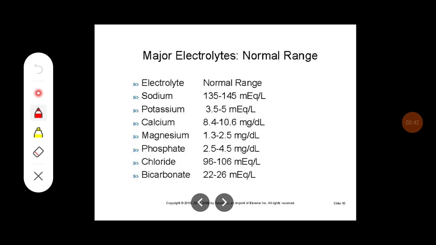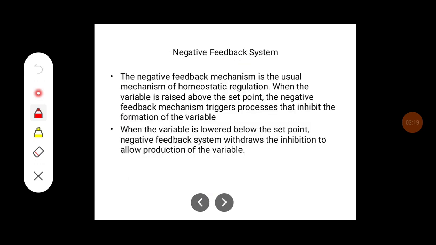So these are some of the major electrolytes and body parameters which show the normal range. They have to be maintained in a narrow range. For example, for sodium, potassium, calcium, magnesium, phosphate, chloride, and bicarbonate.